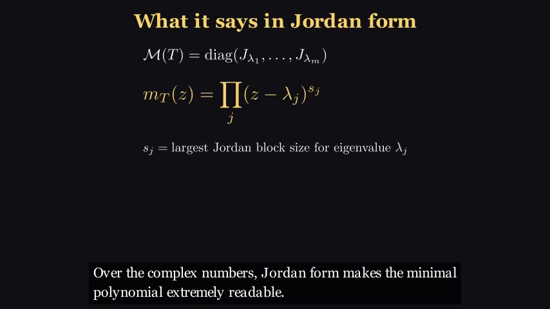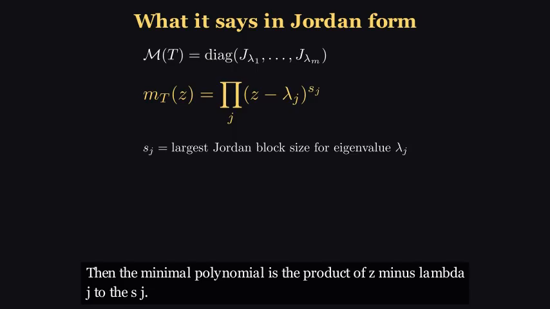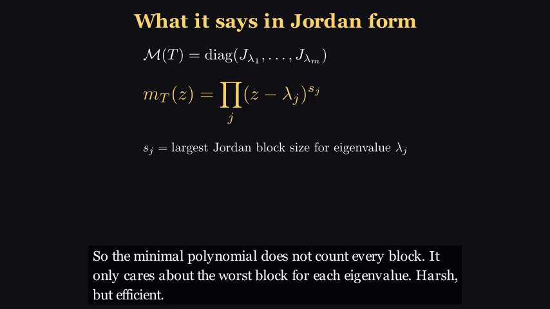Over the complex numbers, Jordan form makes the minimal polynomial extremely readable. For each eigenvalue lambda j, look at the largest Jordan block size for that eigenvalue. Call it s j. Then the minimal polynomial is the product of (z minus lambda j) to the s j. So the minimal polynomial does not count every block. It only cares about the worst block for each eigenvalue. Harsh, but efficient.